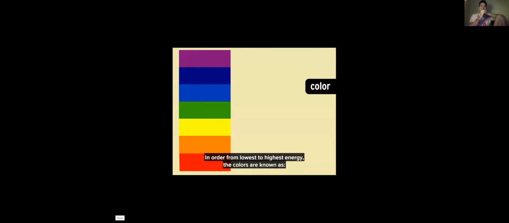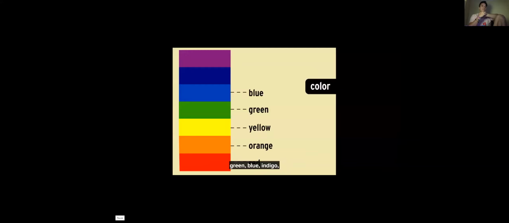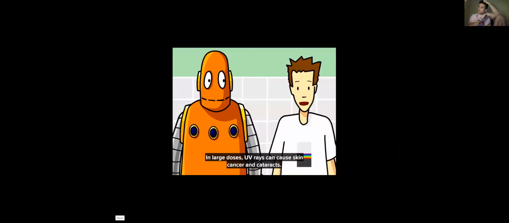In order from lowest to highest energy, the colors are known as red, orange, yellow, green, blue, indigo, and violet. Ultraviolet rays occur naturally in sunlight. Fortunately, the ozone layer blocks most UV radiation from reaching the surface of the Earth. In large doses, UV rays can cause skin cancer and cataracts.